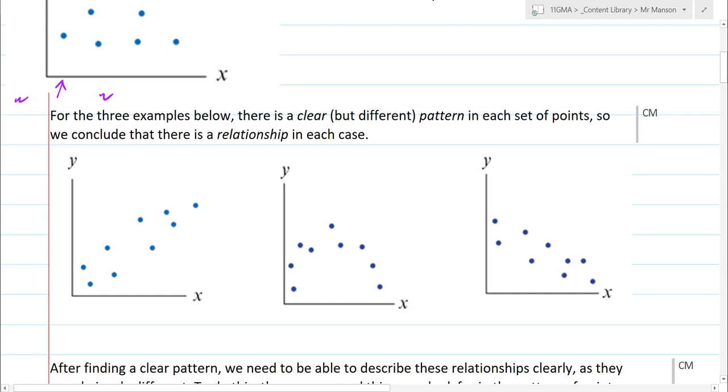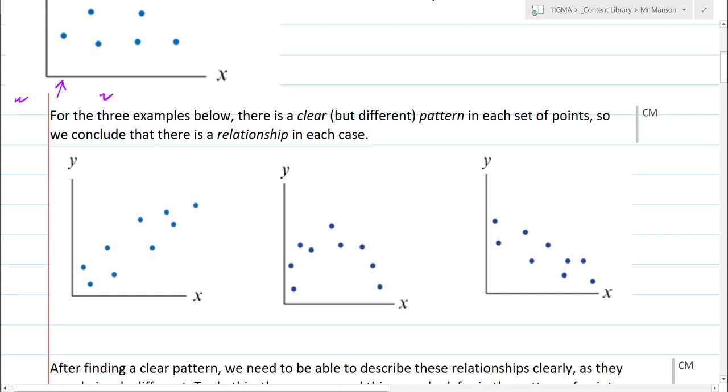So this could be something like the warmth of a cup of tea over time. So as time increases, the temperature of that cup of tea goes down. So we've got a negative correlation there. One goes up, the other goes down, the other goes up, one goes down, etc.